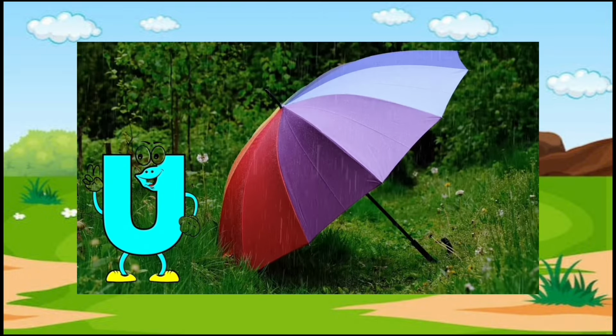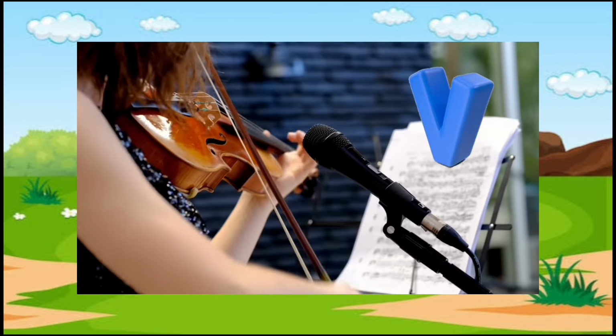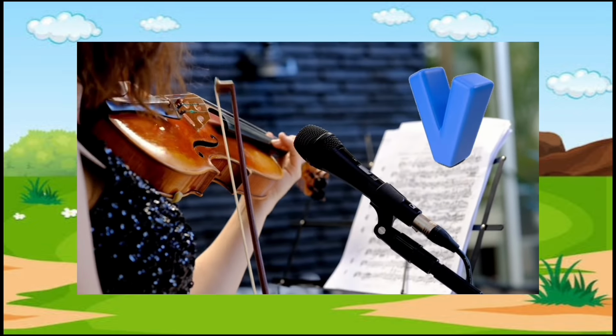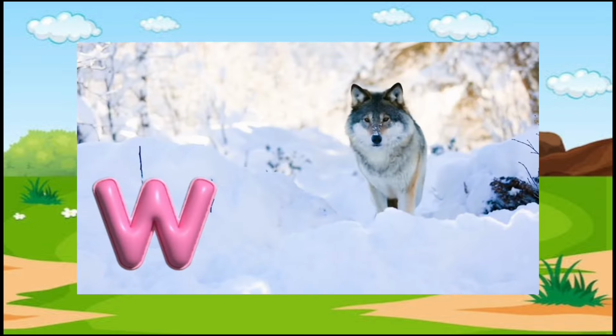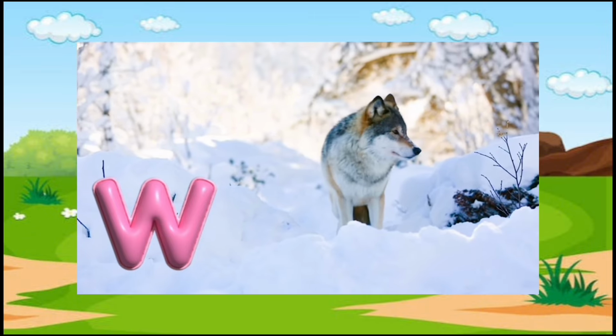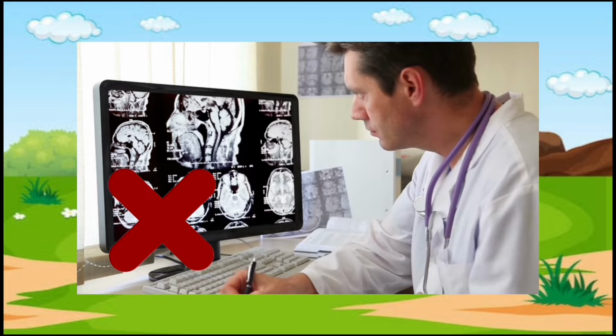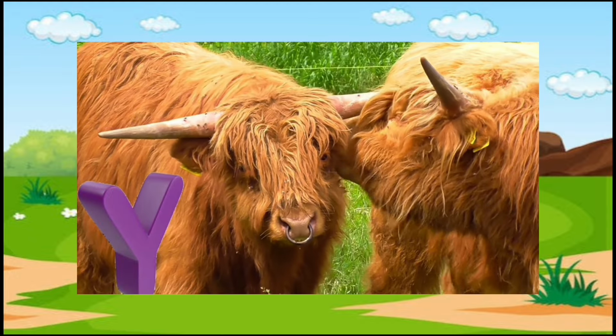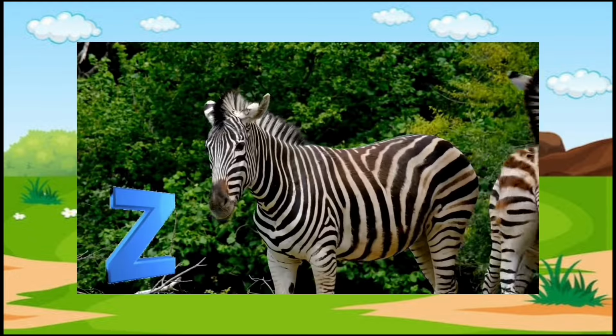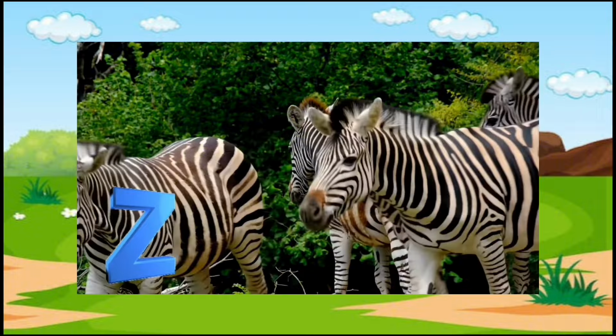U for umbrella, u u u. V for violin, v v v. W for wolf, w w w. X for extra, x x x. Y for yolk, yo yo yo. Z for zebra, z z z.